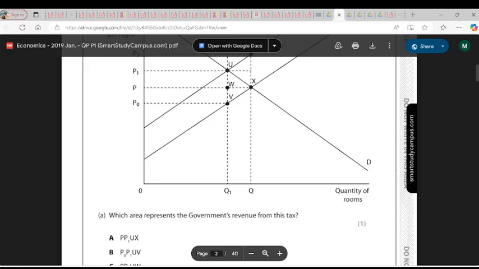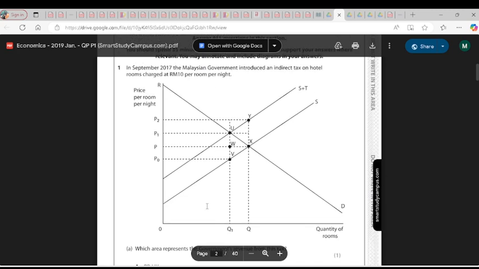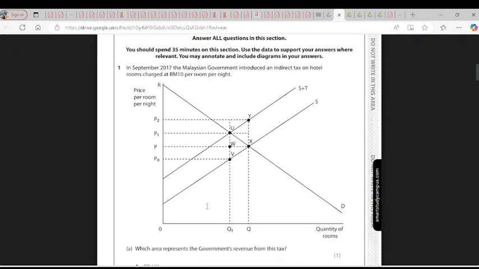Before we go to that, what is an indirect tax? An indirect tax is a tax on consumption or spending. That's why we call it indirect tax. Government revenue comes from taxes. If the government wants to increase revenue, it could do it through indirect taxes, which means for whatever you consume, you have to pay tax on it. That increases government revenue. So which area represents government revenue from these taxes?